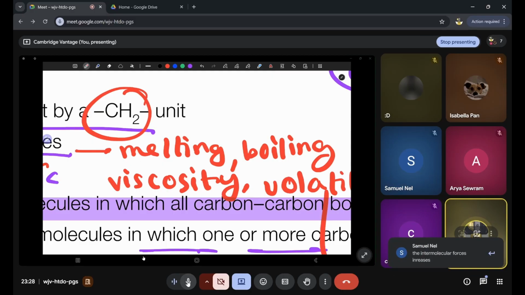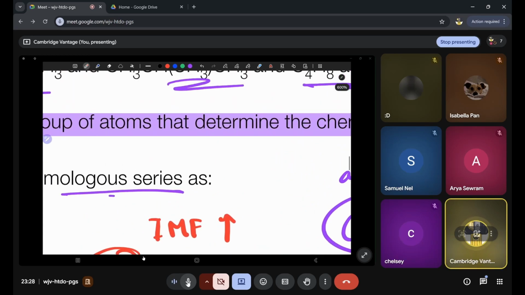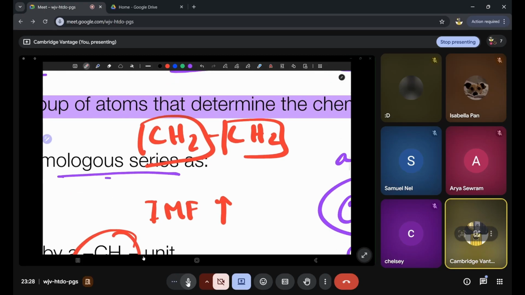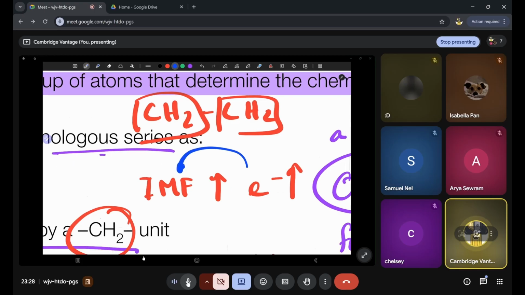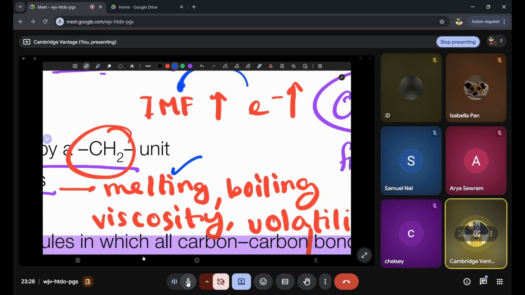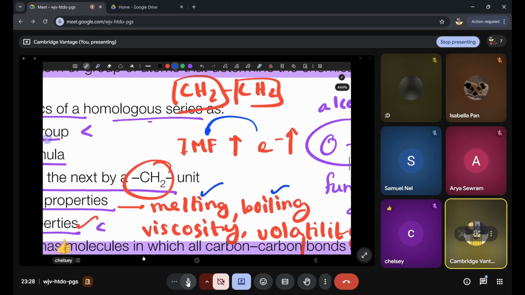Exactly, Samuel. You are correct. The intermolecular force increases. Now, why does the intermolecular force increase? It's because as the chain length increases, you have more carbon and hydrogen. And what do these contain? They contain electrons. The idea is if the number of electrons increases, then the intermolecular force also increases. As a result, melting point and boiling point increase. Is this clear for all students? This is important.